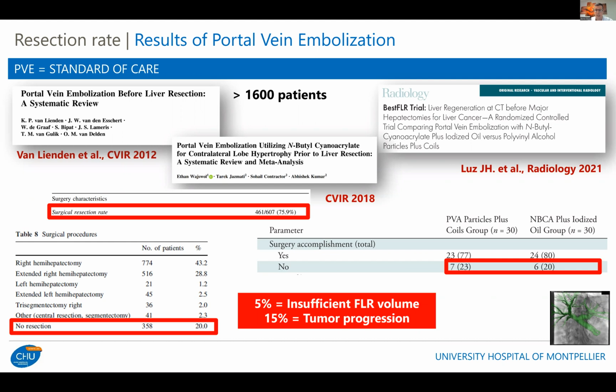Okay, thank you. So, these are the two main reasons, meaning that if we want to improve this technique, we probably want a technique which is able to provide us with larger amounts of FLR gain, but more importantly, to provide it quicker. Because it's probably also interesting, as you know, you are resecting the patient something like 3, 4, 5, 6 weeks, sometimes more, after portal vein embolization.